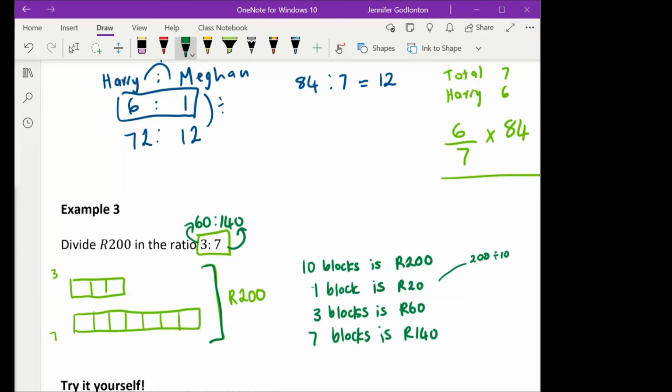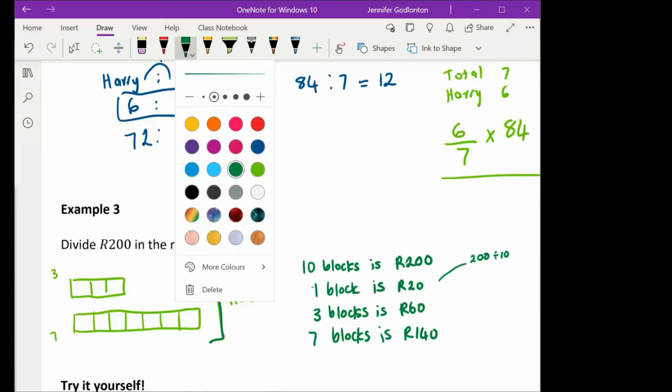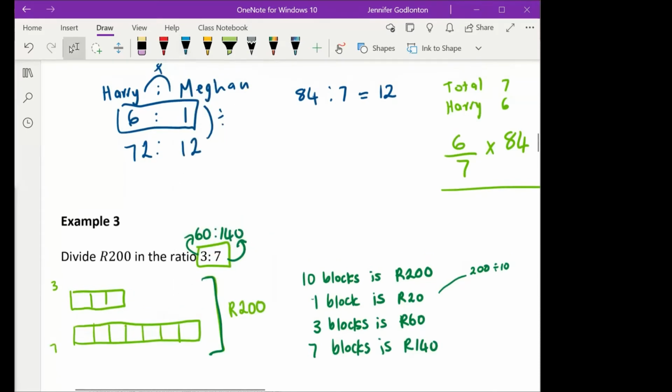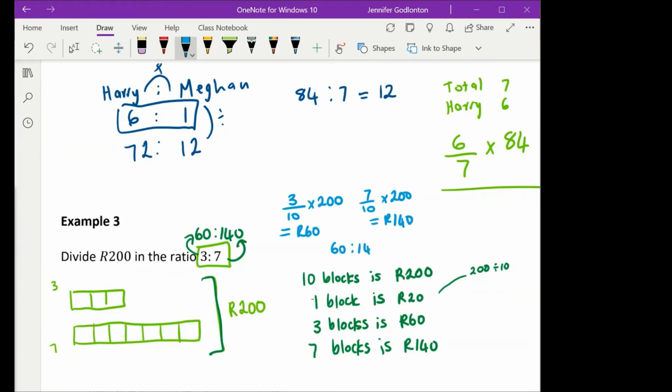And if we have our blocks, we can never go wrong. It sort of makes life a little bit easier. If you're finding ratios super easy and you don't feel like you need to use the blocks, that's also absolutely fine. Then in this case, you would have said 3 over 10 times 200, which gives you your 60 Rand, and 7 over 10 times 200, which gives you your 140 Rand. And then you have your ratio. Okay, but both ways you get to the same answer. So you must do the one that you feel comfortable with.